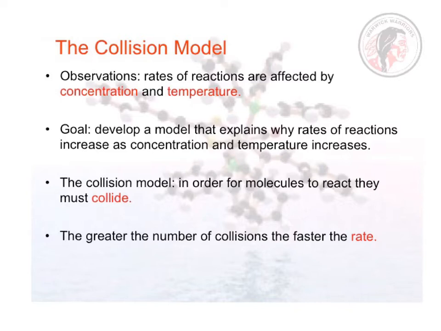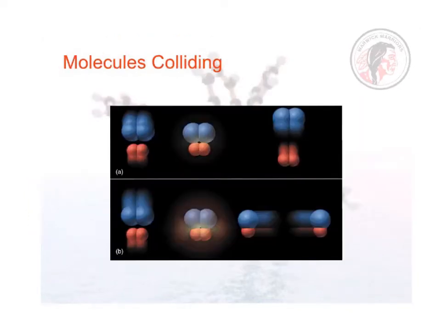In order for molecules to react, they have to collide. And the greater the number of collisions, the faster the rate is going to be. This is just a picture of molecules colliding, and you can see in this top picture the molecules are coming together to collide, but actually the collision is unsuccessful, and that's really what happens most of the time. But every once in a while you'll get a successful collision and you will produce new products.